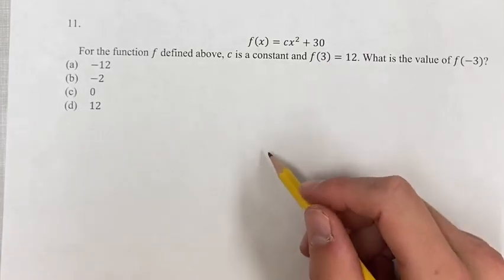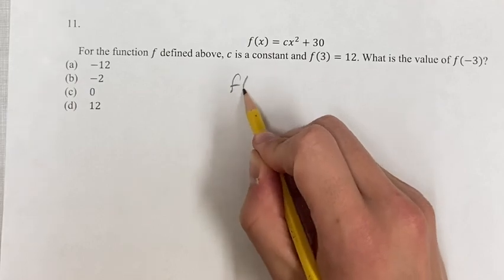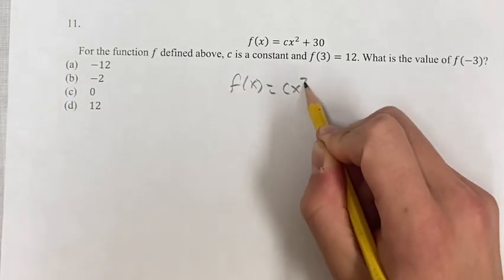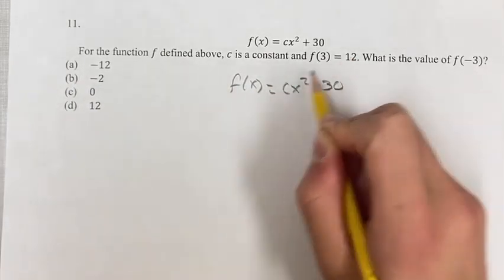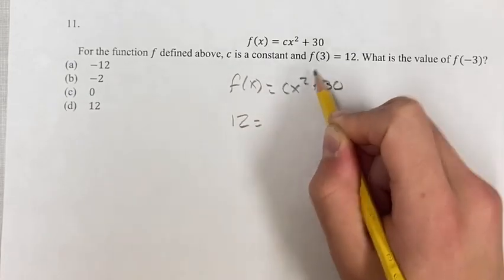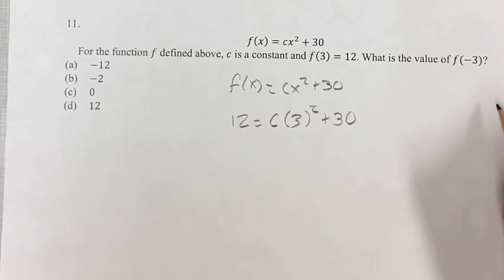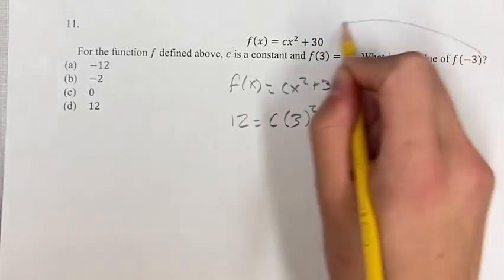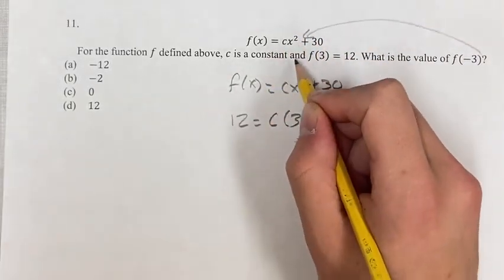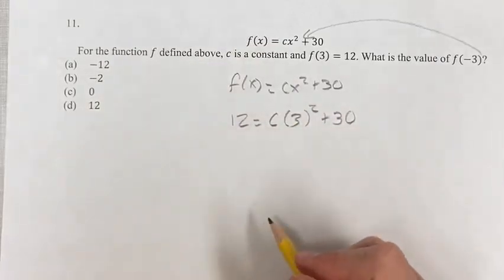So if f of 3 is equal to 12 and f of x is equal to cx squared plus 30, if we plug in 12 for f of x and 3 for x, we have an equation where we can solve for c. If we just plug in negative 3 into this, you're going to have some number in terms of c, which we don't want for our final answer, so we have to solve for c first.